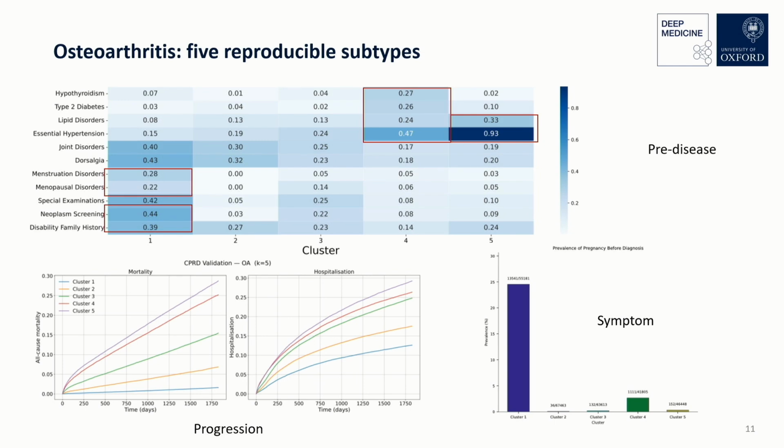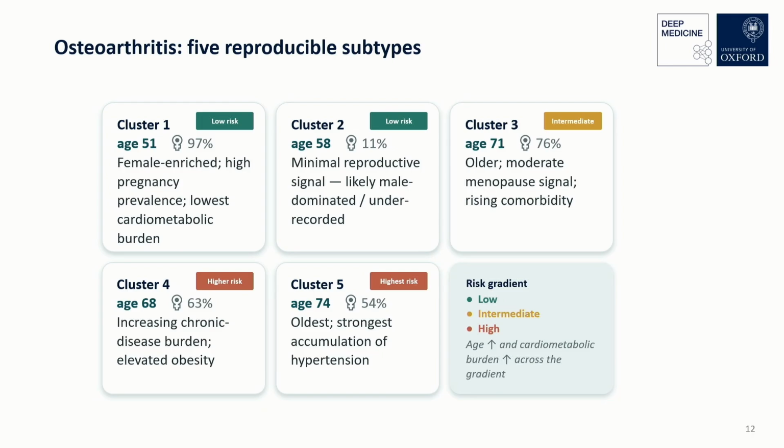So we found that from the symptom level, the progression level, and the pre-disease burden level, those clusters all differentiate from each other in one way or another. We also looked at disease-related factors, for instance hand injury, but I won't go into very much detail. In summary, for the OA 5 clusters, cluster 1 is mostly women, over 70% female, with high pregnancy prevalence and the lowest comorbidity.